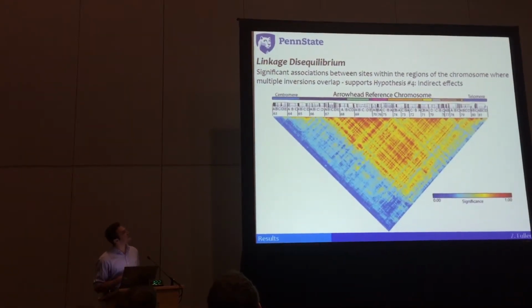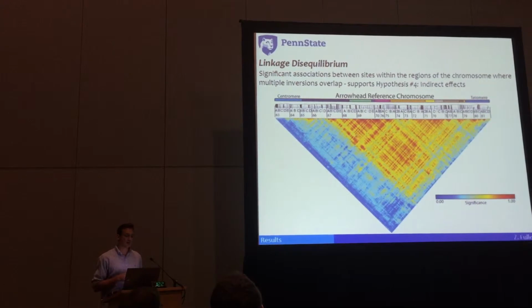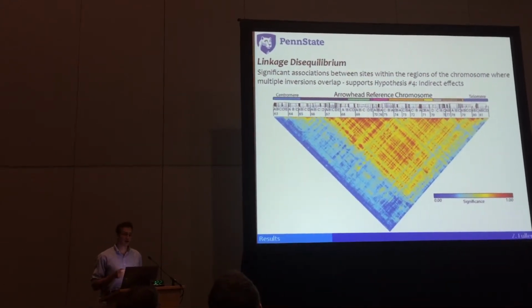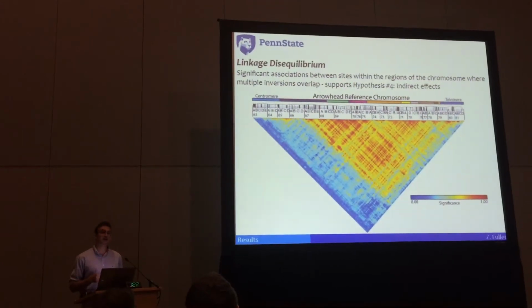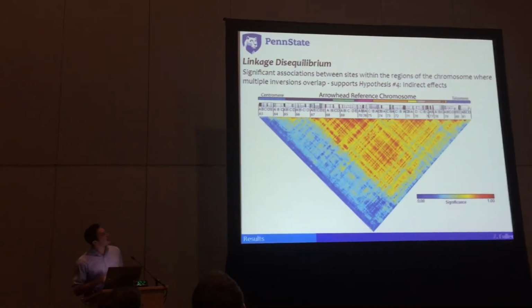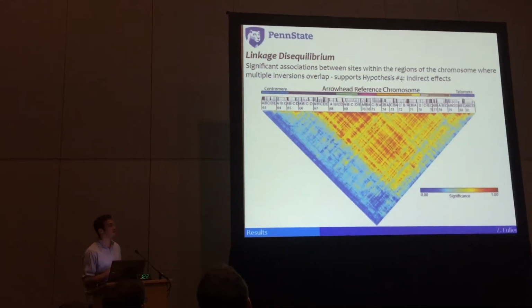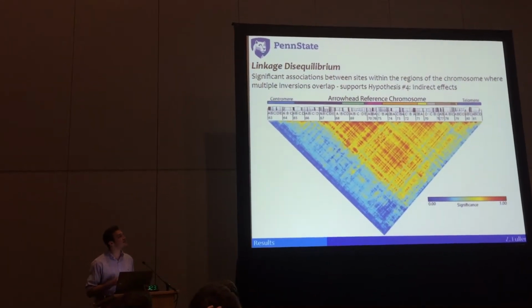We also tested for the significance of association between sites showing evidence for adaptive evolution within arrangements. So we did this by estimating linkage disequilibrium, or LD. So this diagram is showing LD estimated across the entire third chromosome. So this is nearly 1.3 million segregating sites.